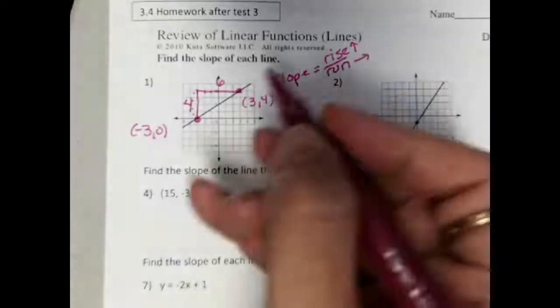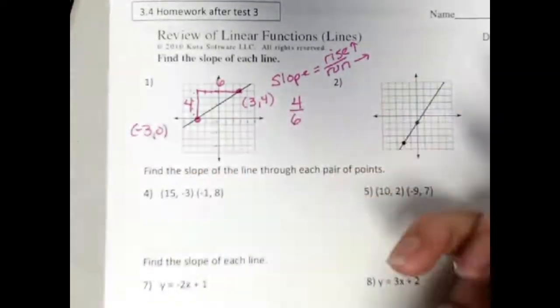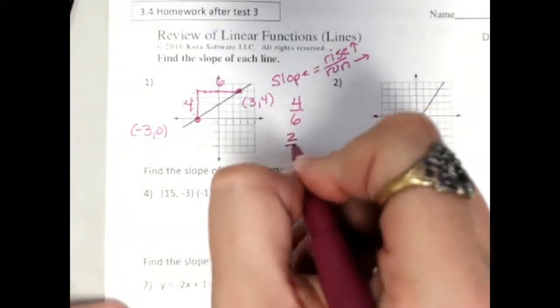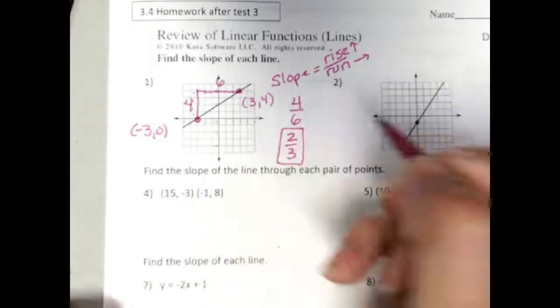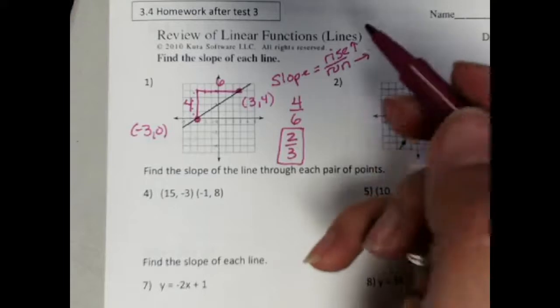So my rise over run is 4 over 6, and I'm always going to reduce my fractions, so I'm going to reduce this to 2 over 3. You can reduce it by hand, or you can use your calculator and reduce it. Remember the fraction key. And then I'm going to give you another hint on slope.